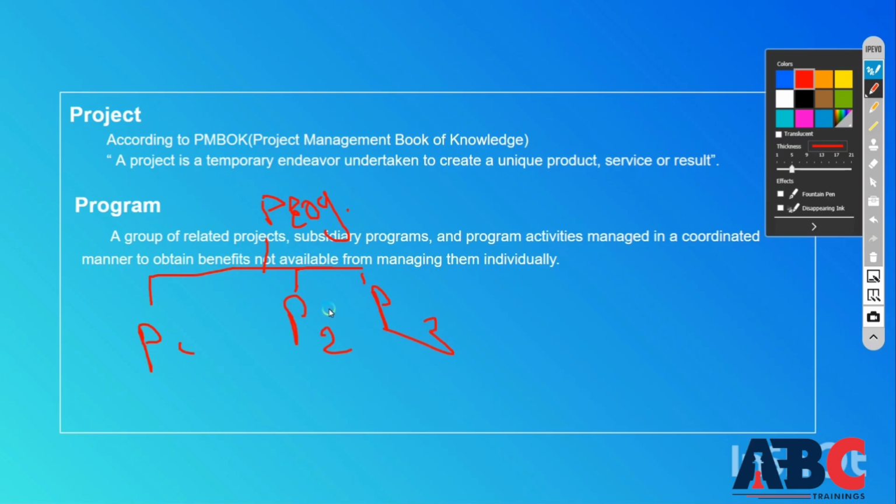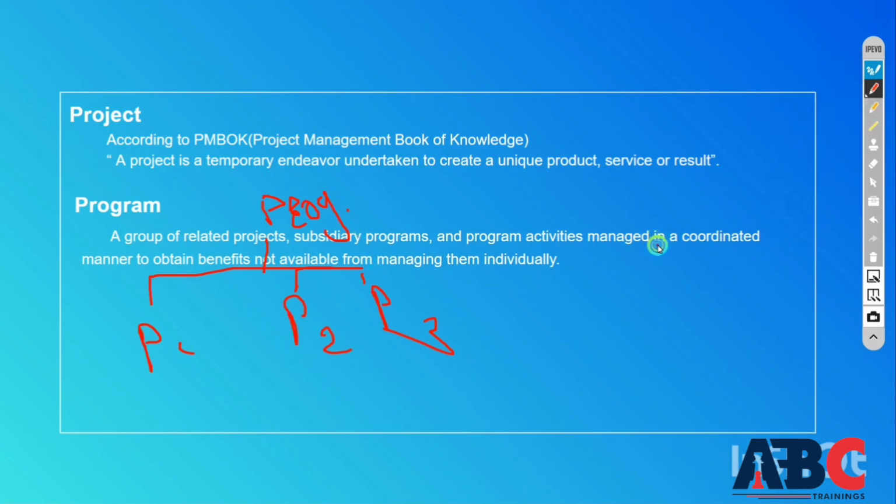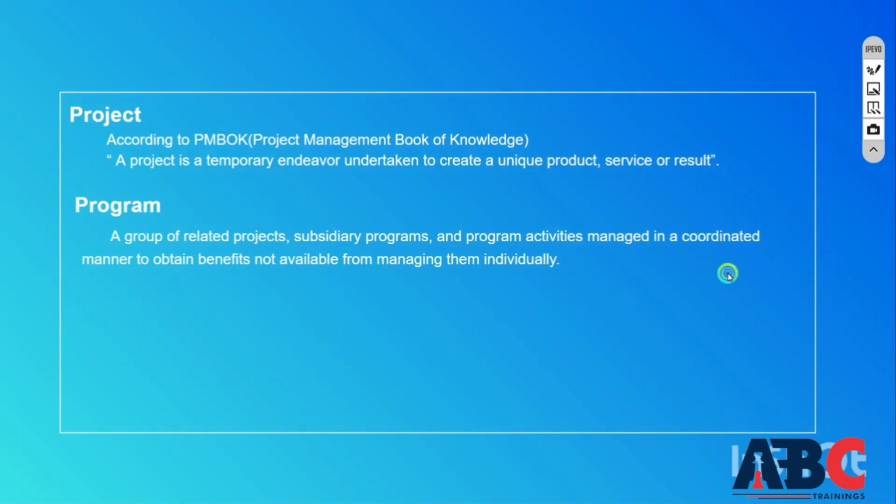If it happens, then that becomes your program. Like project 1, project 2, and project 3 combined, or say an apartment is being built. This wing in the apartment has a separate project, B wing has a separate project, C wing has a separate project. What will happen by combining these three?